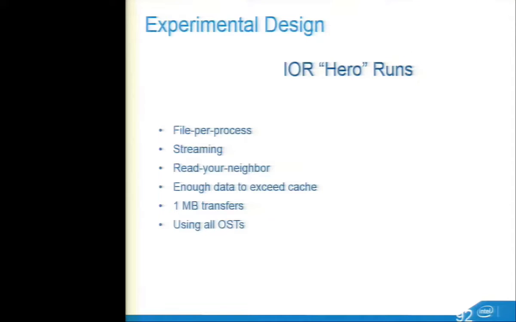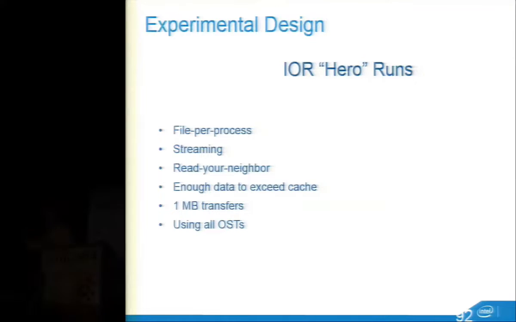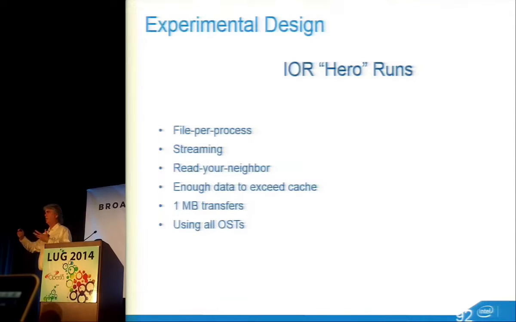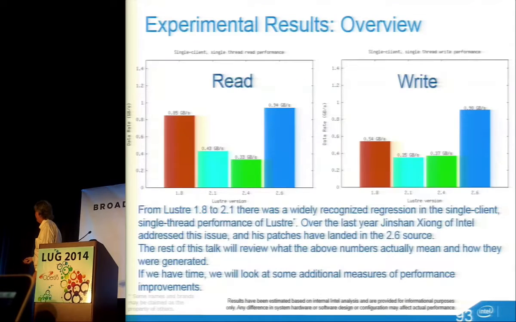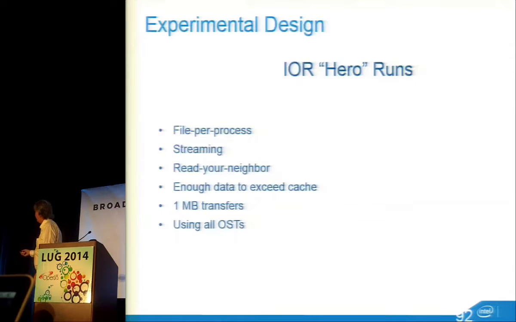We're going to be doing what some people call IOR hero runs. That is, you're trying to get the best sustainable performance you can get. So it's not just talking to cache. It has to go all the way to the servers. But we're trying to actually get the best numbers. And so the conventional way you do that is to run file per process with streaming I/O.